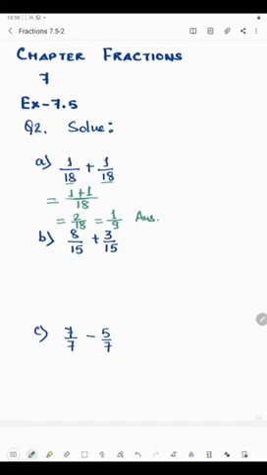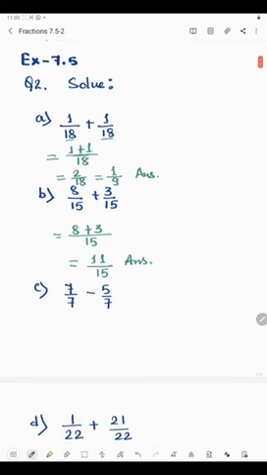In the B part again we have like fractions and 15 is there in the denominator. So we'll write 15 and we simply add the numerators. In the numerator we have 8 and 3. So 8 plus 3 is 11 by 15. Now 11 by 15 is already in simplest form. So the answer will be this. Now coming to the C part.